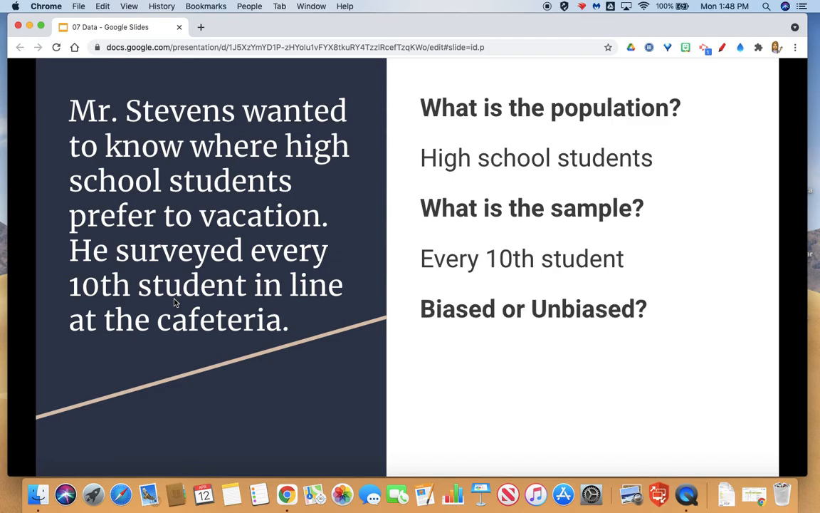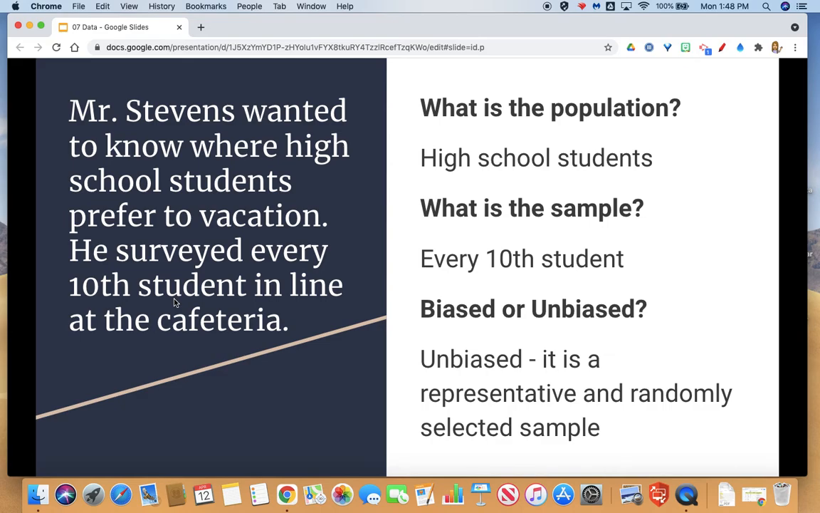Is this biased or unbiased to ask every 10th person in line at the cafeteria? This would be unbiased. It is representative, and he randomly selected the sample. He didn't say, oh, I'm going to go ask my 5 people that I know just went on vacation. He randomly said, I'm going to use every 10th person in line, which would provide that good unbiased sample.